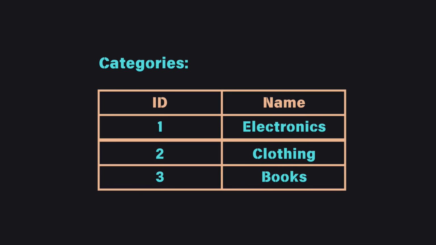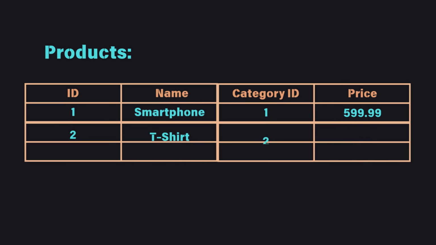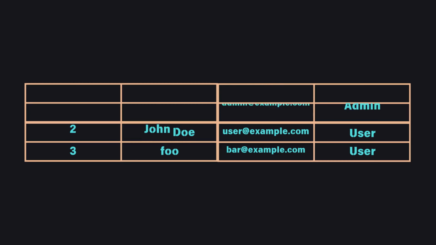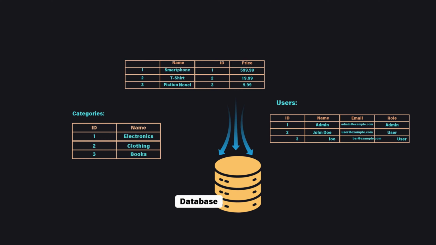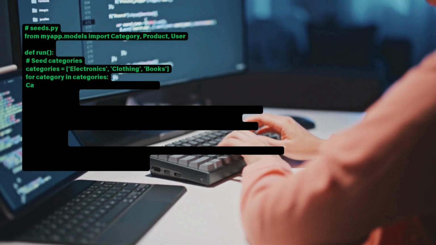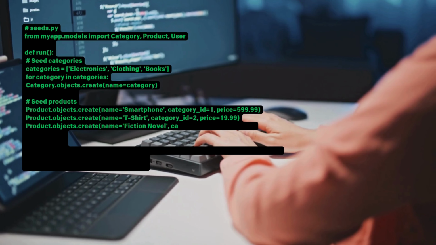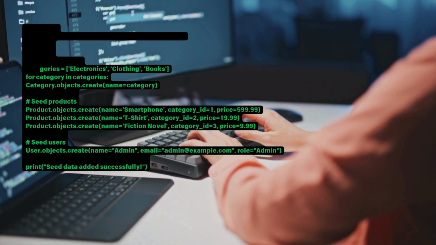For example, our app needs categories like electronics, products like smartphones, and users like admin. Seed data preloads these into the database. Here's how you can write a script to populate your database with seed data. This ensures your app has everything it needs to start.